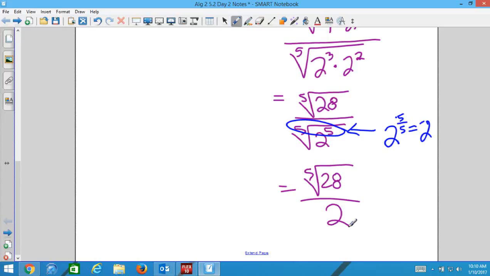We had to do all that work because we are not allowed to leave a radical in the denominator. So you had to get rid of that radical. That's why we did all of that work. So now we do not have a radical in our denominator.